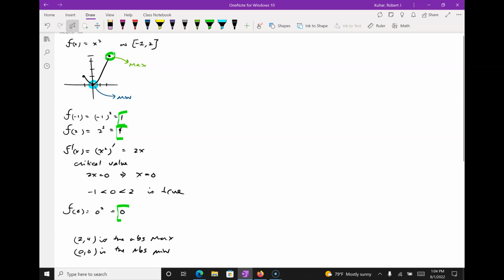All I have to do for critical values is set the derivative equal to 0. There's no denominator here. But if there was a numerator and a denominator, I set the numerator equal to 0, I set the denominator equal to 0.